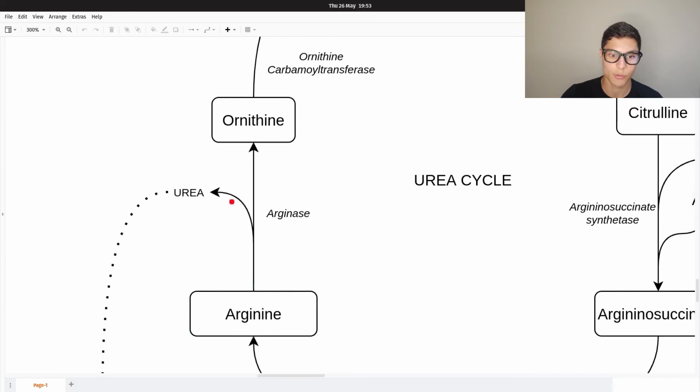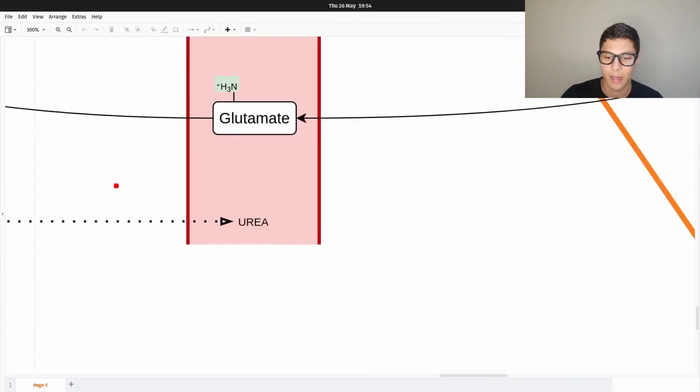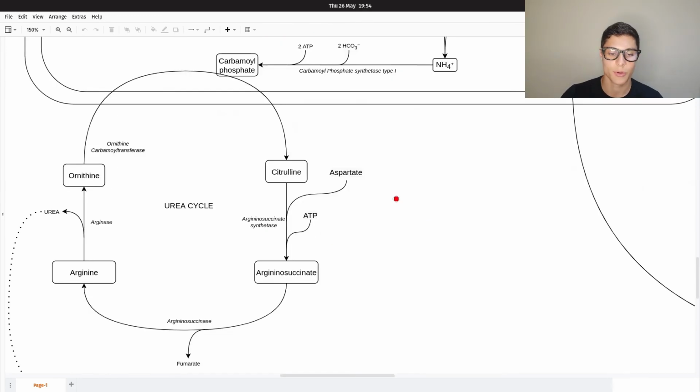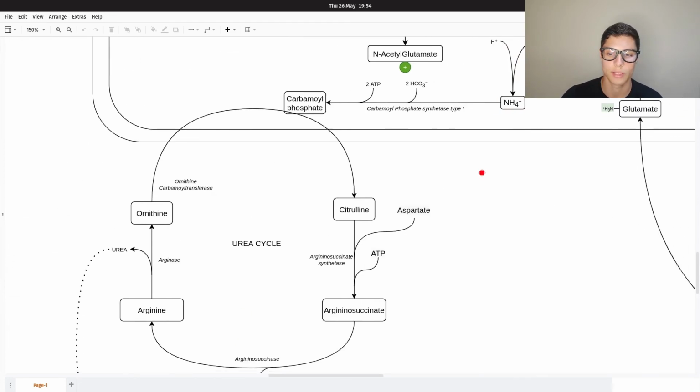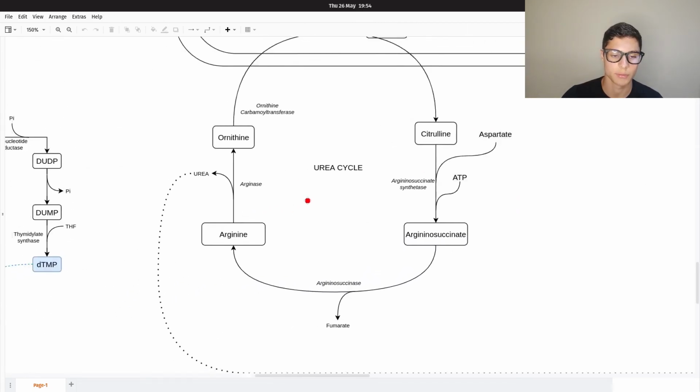And then arginine to ornithine using arginase. In the process, we create urea. And urea is going to go to the blood and then be excreted in the kidneys. So urea is a less toxic metabolite the body uses to get that very toxic ammonium outside the system. Okay, so this was the urea cycle.